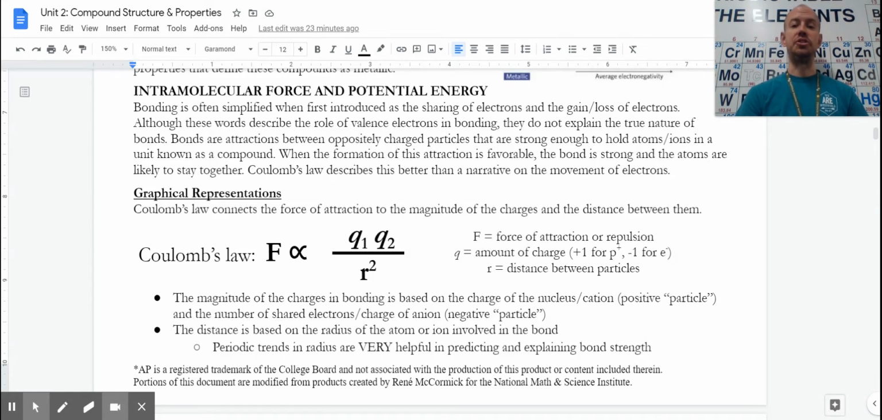So as it says, the magnitude is based upon how many protons we have in our nucleus. Elements that have more protons have a higher value for that Q, for the positive part of that attraction. The negative part is the negative thing, either how many electrons we are sharing in covalent or metallic bonds, or the charge of our anion in an ionic bond. So we can compare how many protons are attracting how many electrons, what charge of cation is holding on to what charge of anion. The R, the distance, is based upon how big the atom is.